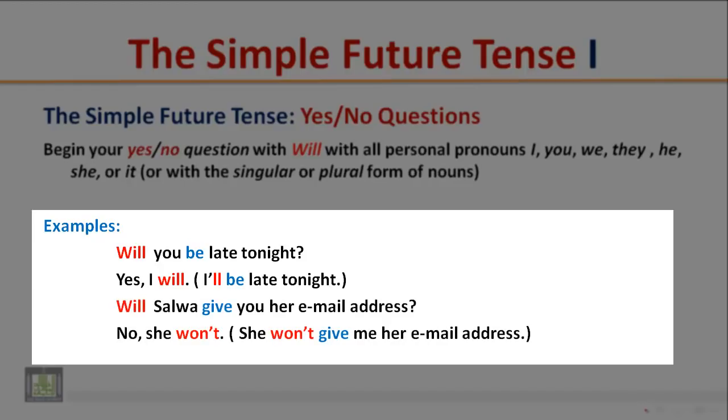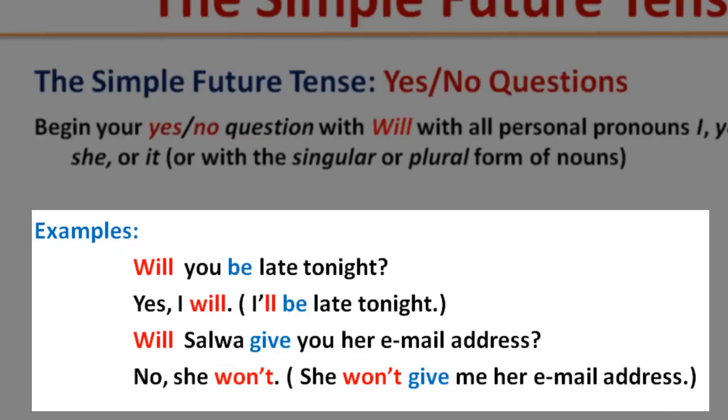Will Salwa give you her email address? No, she won't. She won't give me her email address. Pay attention to the word order in yes-no questions. Begin with will, followed by the subject, followed by the base form of the verb. Again, begin your question with will, followed by the subject, followed by the base form of the verb.